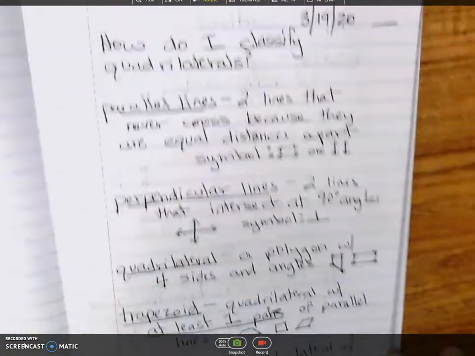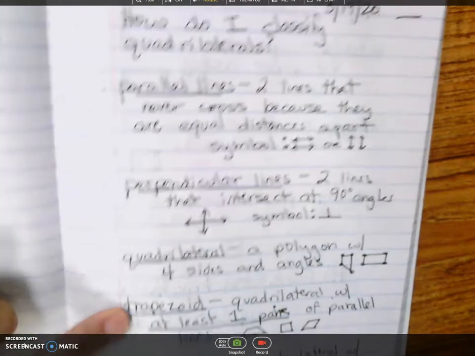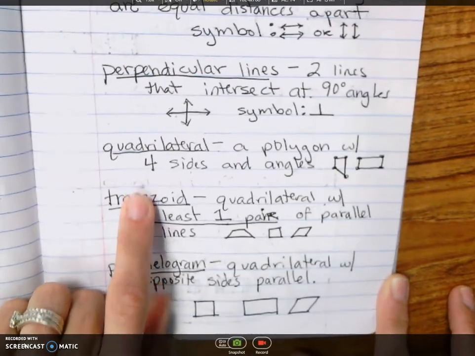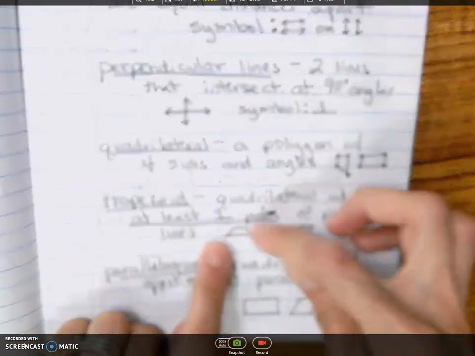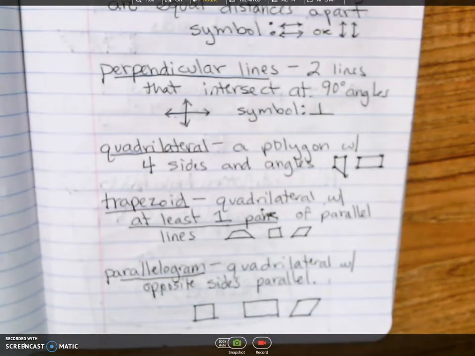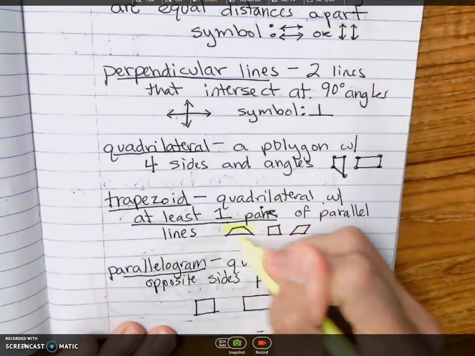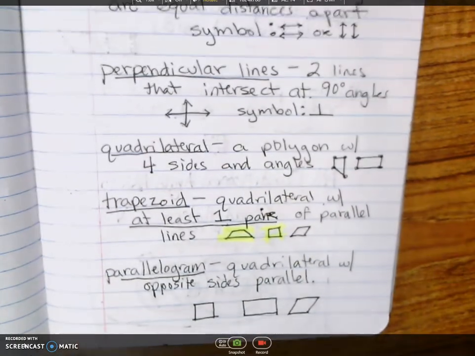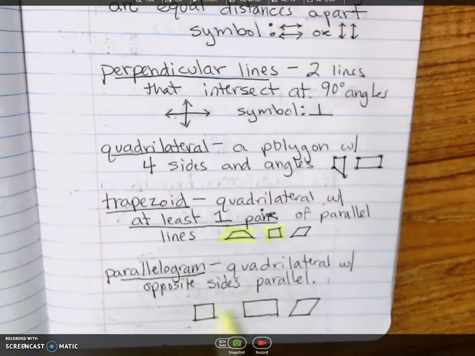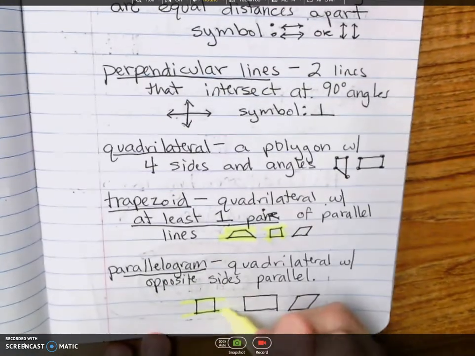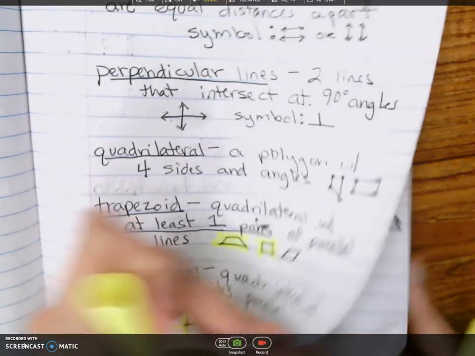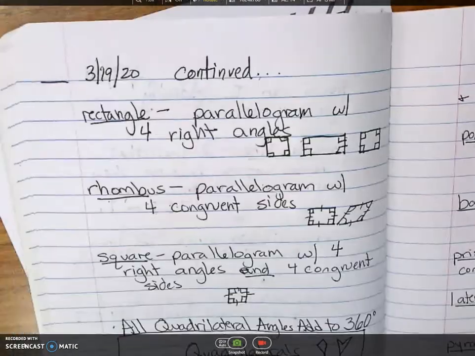Finally, we got into parallel lines. Gradually, each of the shapes got more and more specific. So we defined these 2, and then we got into quadrilaterals, more specifically the trapezoid, having 1 pair of parallel lines, at least 1 pair. So this guy has 2 pairs, 1 and 2. Then we got even more specific, a quadrilateral with opposite sides parallel, both sides, 1 and 2, 1 and 2.